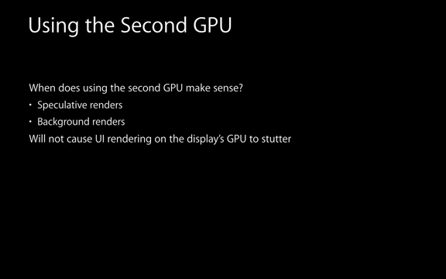Similarly, your application may have the ability to do a large batch export, and you want to do that in the background, and you want to use the GPU, but you don't want that background GPU usage to affect your foreground GPU usage. So these are both great reasons to use the second GPU, because it will allow you to get the best performance without causing your user interface to stutter.